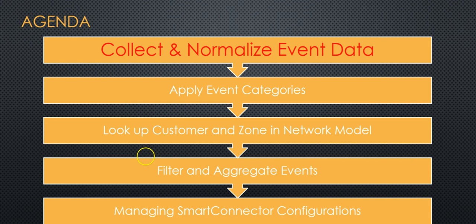Then we'll learn how the smart connectors do the customer and zone lookup in the network model. Why the smart connectors? Because we are in the collection phase, which is the first phase of the event lifecycle. So the first component that the event will hit is the smart connectors. So we'll learn how the lookup is done, and in the lesson Filter and Aggregate Events, we will learn together how to make a first level filtration and aggregation on the smart connector level.